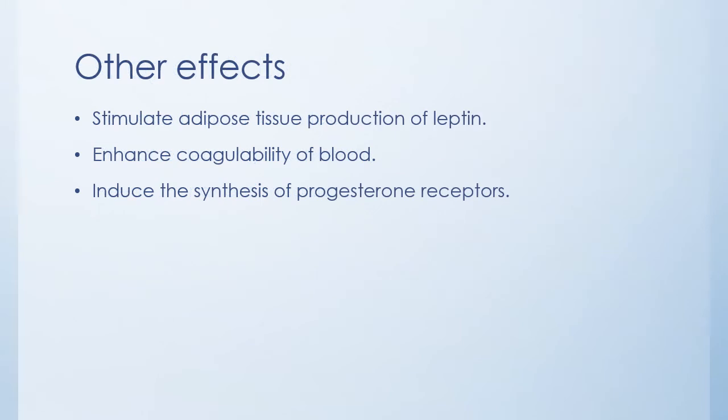Other effects of estrogen: it stimulates adipose tissue production of leptin, enhances the coagulability of blood, and induces the synthesis of progesterone receptors. Remember, I talked about this in the menstrual cycle lecture, that it causes the synthesis of progesterone receptors in the womb, especially in the uterus.